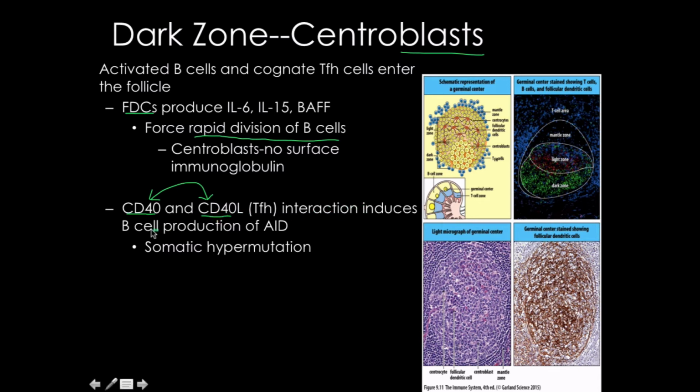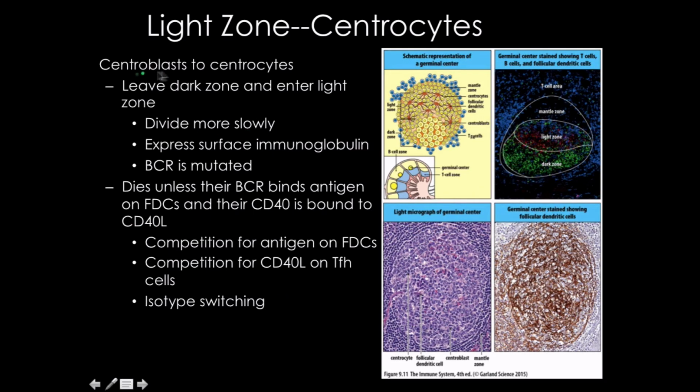And in this context, interaction inducing the B cells to undergo somatic hypermutation, but also AID plays a role in isotype switching. For this differentiation from centroblasts to centrocytes, the actual mechanism for it is poorly understood, and I was kind of disappointed by that.